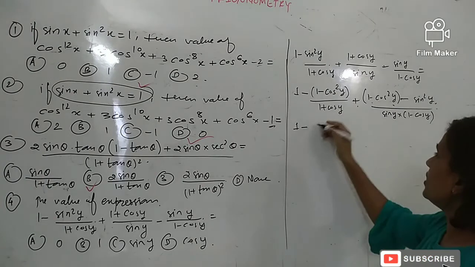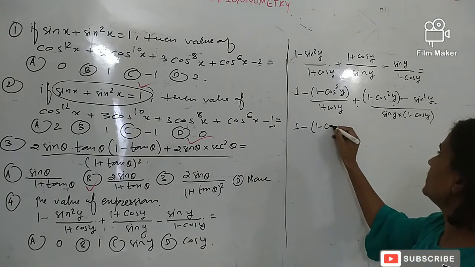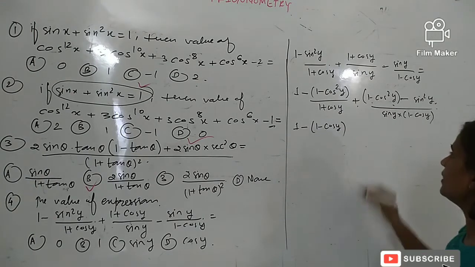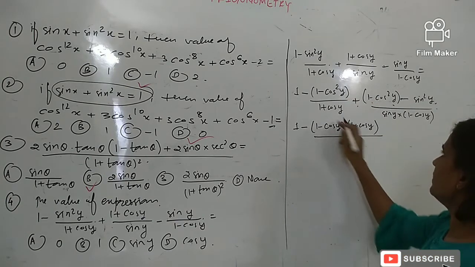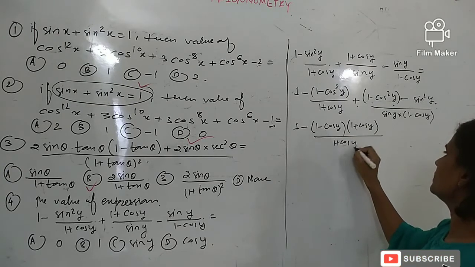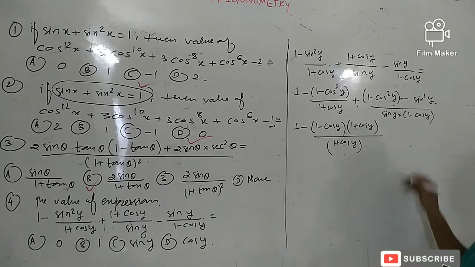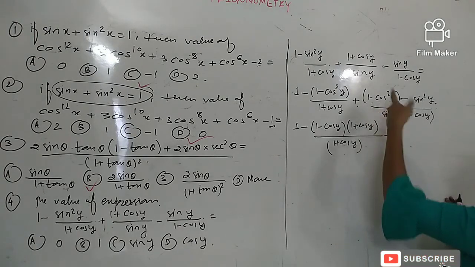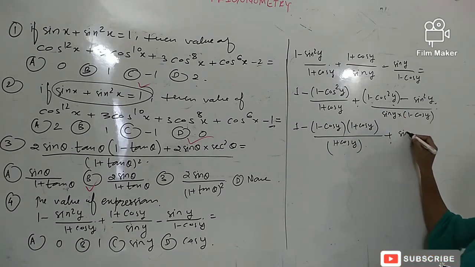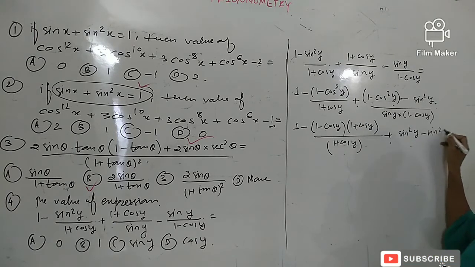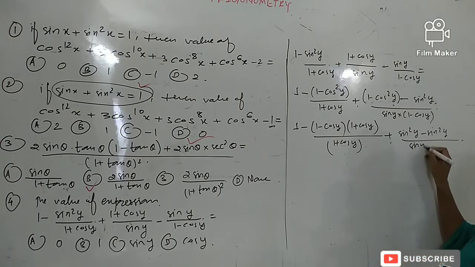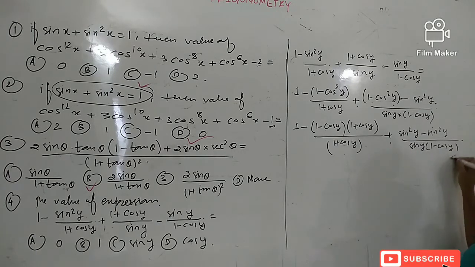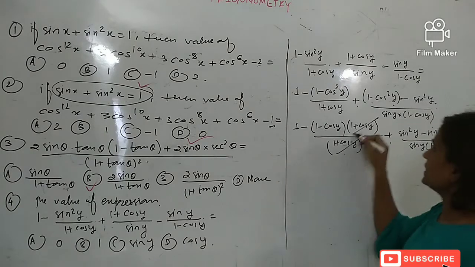So what are the factors? Factors may be 1 minus cos y and the other factor is 1 plus cos y, dividing by 1 plus cos y. So this will get cancelled, and plus do the calculation: 1 minus cos square y means, again by identity, it is sin square y, minus sin square y, dividing by this, the denominator of both terms. So this and this get cancelled.